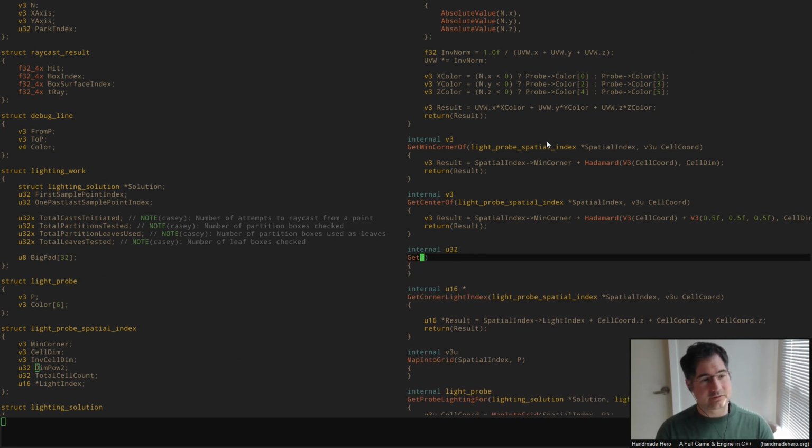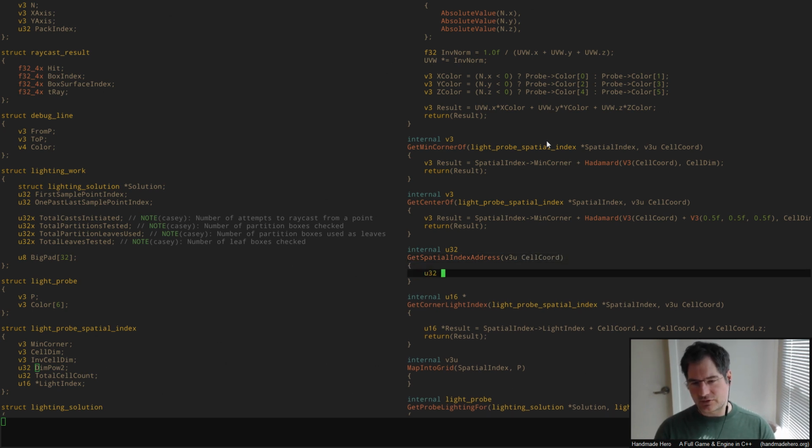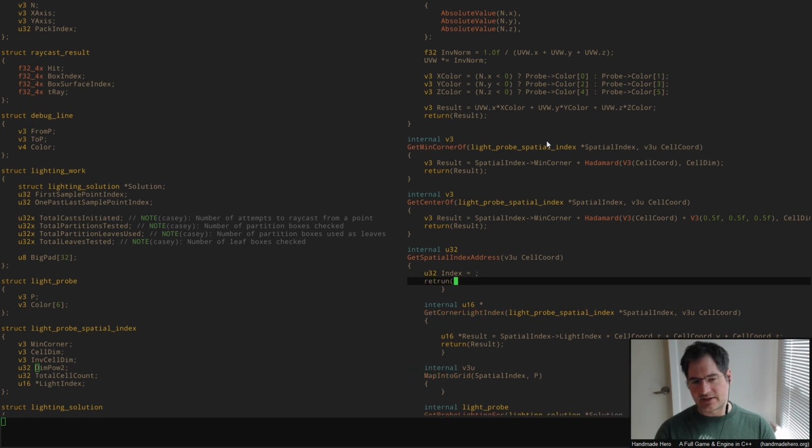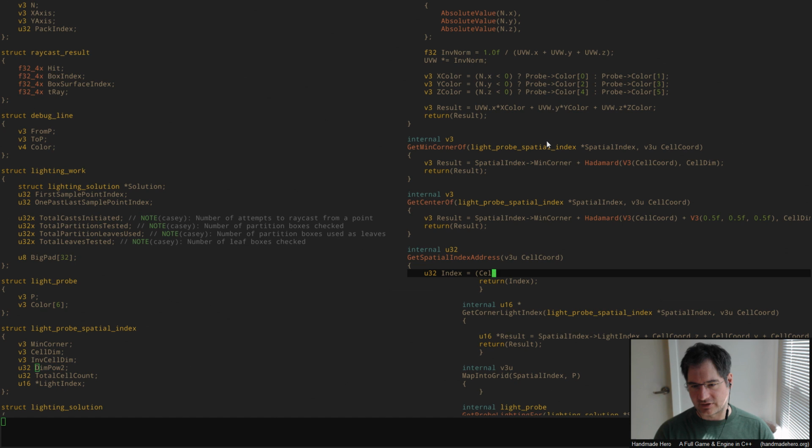What do I want to call this? Get something like that. I don't know. But basically, if you give it some cell coordinates, what we want to be able to do is just produce an index out of those. And we can produce that literally by just bit manipulation.